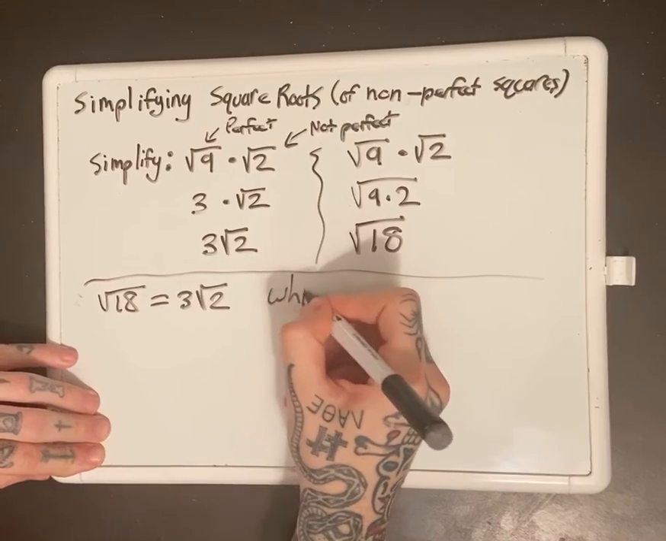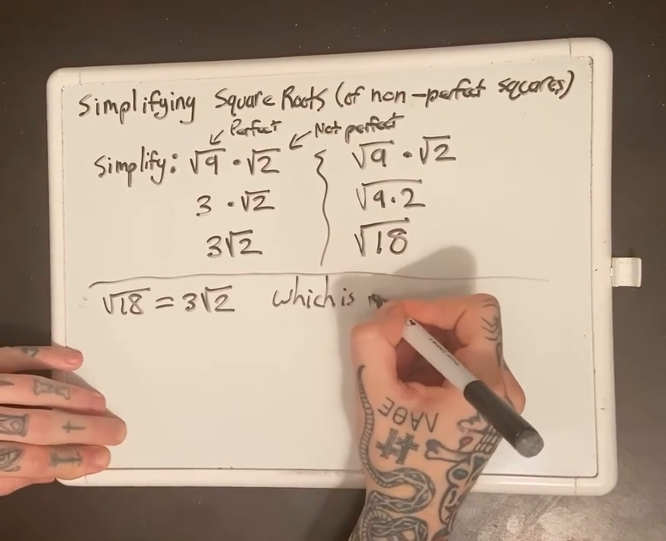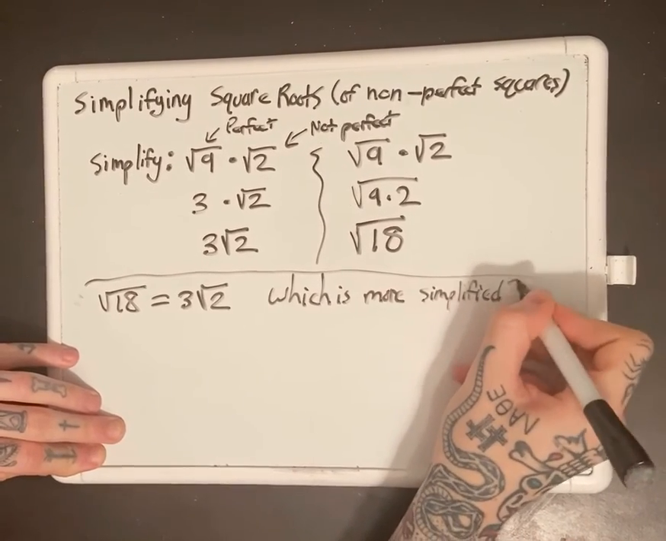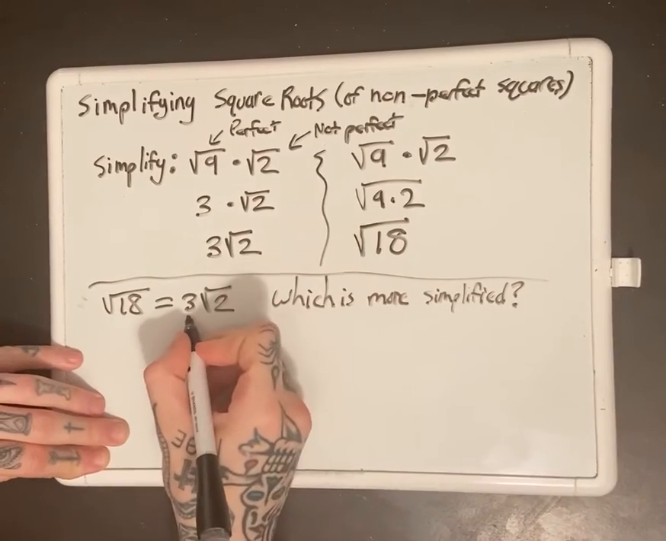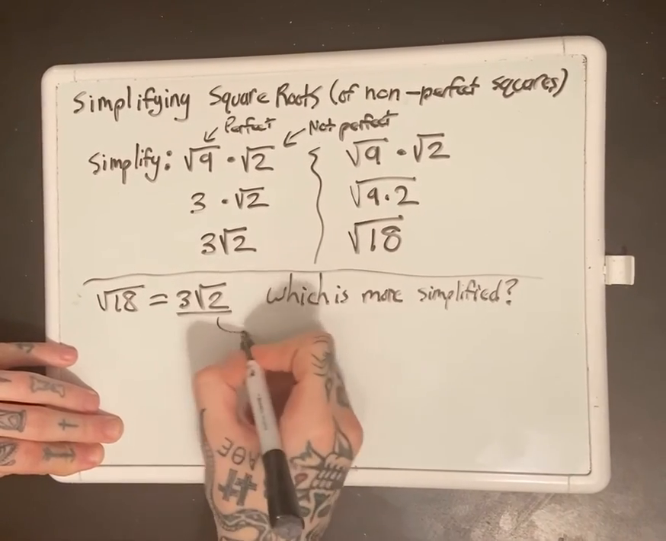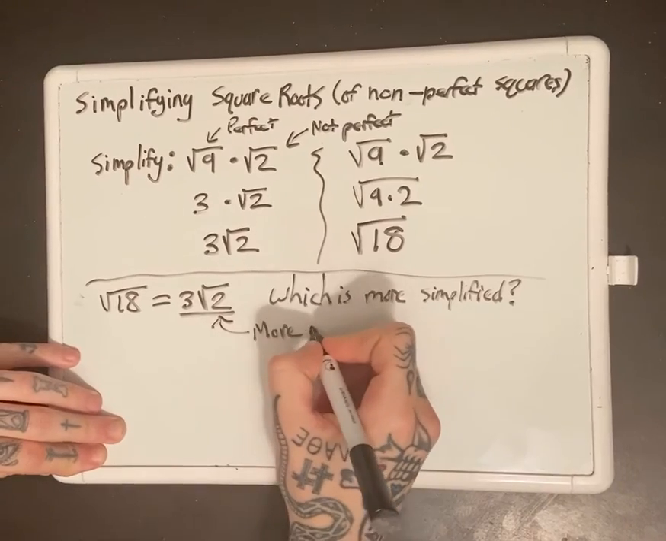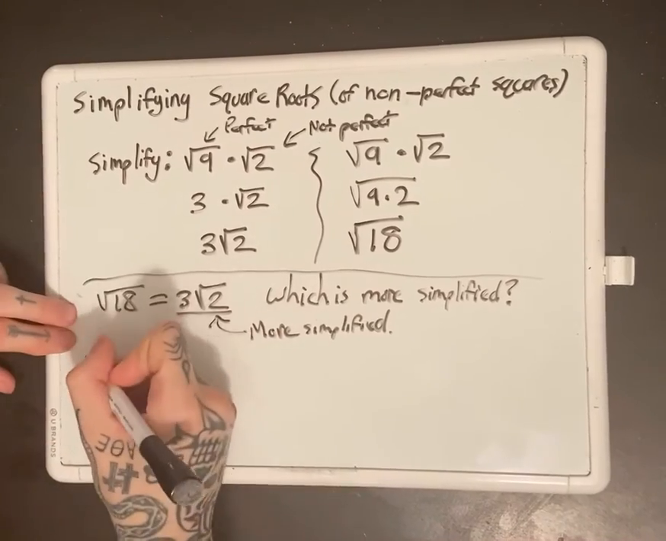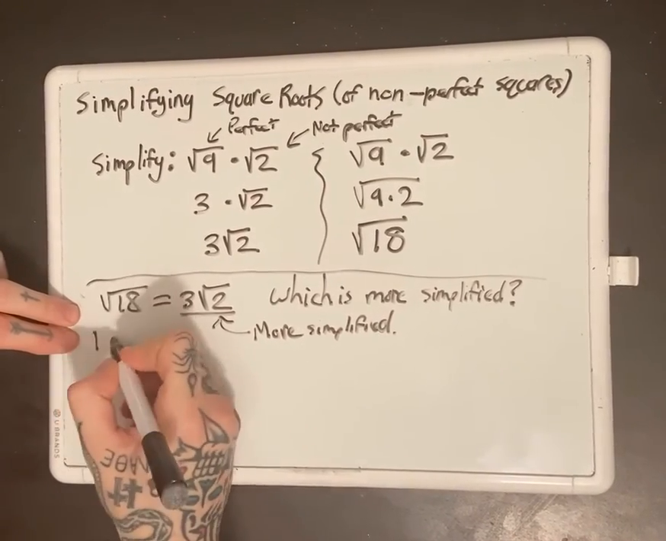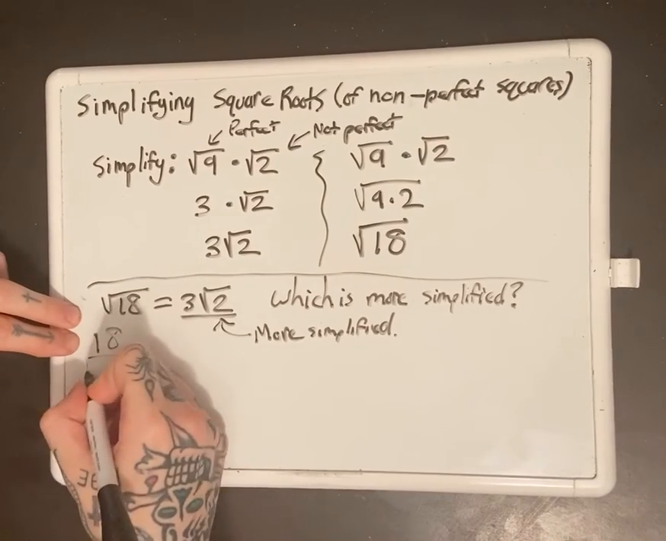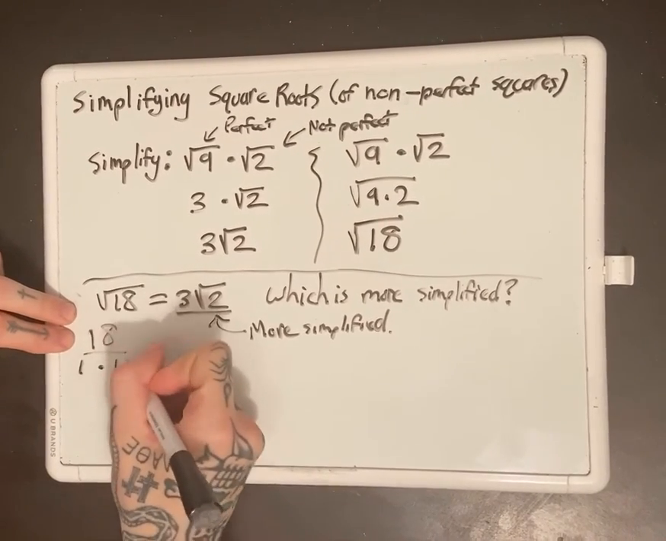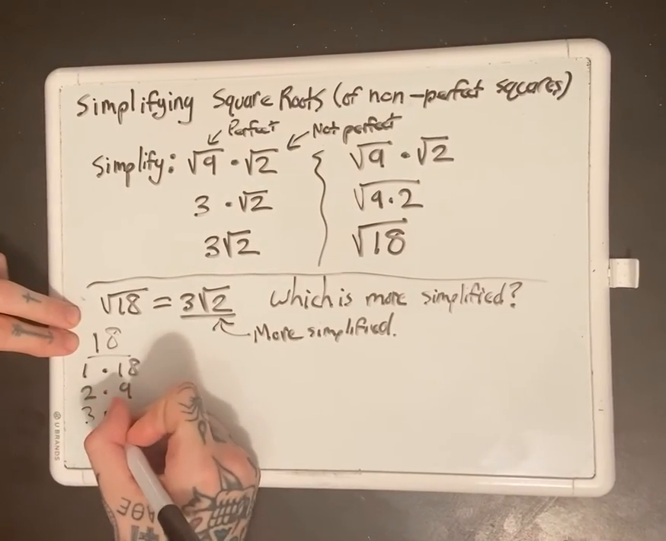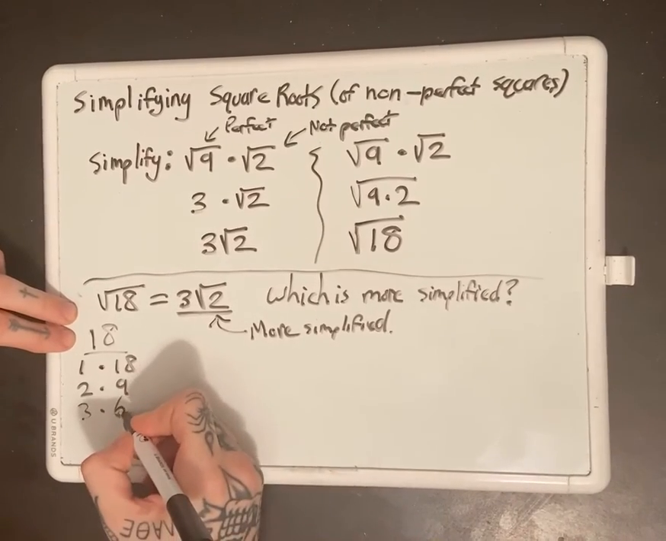But which is more simplified? Okay? And it's this. This is the more simplified. And the reason why is we can take 18 and factor it. So 1 and 18, and 2 and 9, and 3 and 6. Okay?